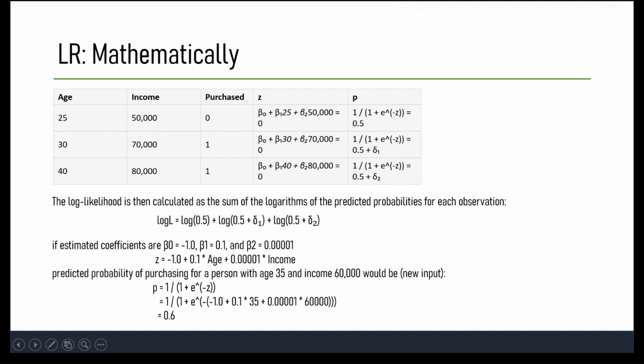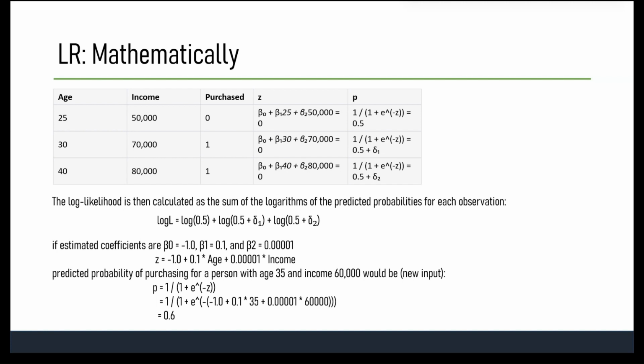So basically now the log likelihood is calculated as the sum of the logarithm of the predicted probability for each of the observations, like this. Log of 0.5 plus log of 0.5 plus theta 1, this one, plus log of 0.5 of theta 2. And the goal of MLE is to find the values of the coefficients that maximize the log likelihood, and this is usually done using an algorithm like gradient descent.